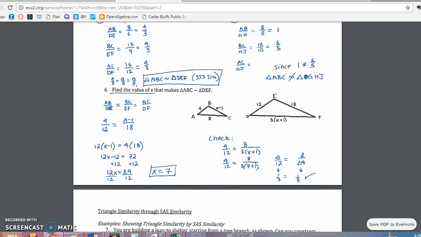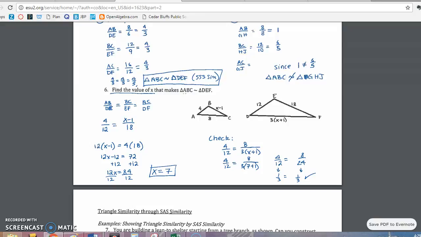We can also use a little algebra here. We can find the value of x that makes triangle ABC similar to triangle DEF by setting up the ratios as equal and then plugging in the values we have and solving for our unknown. So if we want them to be similar, then the ratios all have to be equal. So 4 over 12, which is AB to DE, has to be equal to the ratio of BC to EF, because those are corresponding parts of the same triangles. So I can set up 4 over 12 equals x minus 1 over 18, cross multiply, divide, and solve for x, and I get 7.